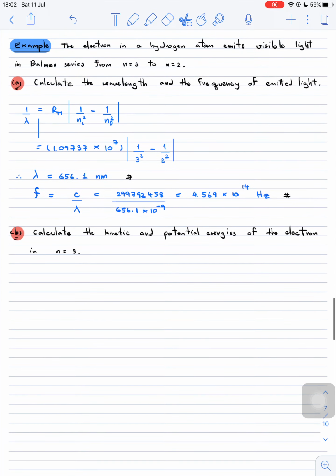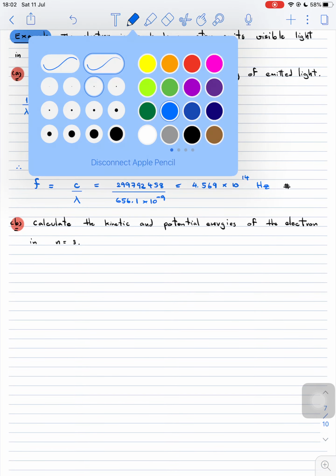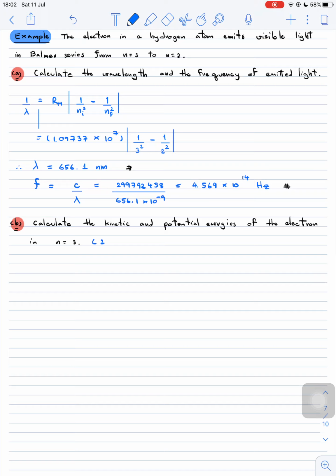Okay, so now we need to calculate the kinetic energy and the potential energy of the electron in the state n equal to 3. Don't forget that for n equal to 3, it is the second excited state here.